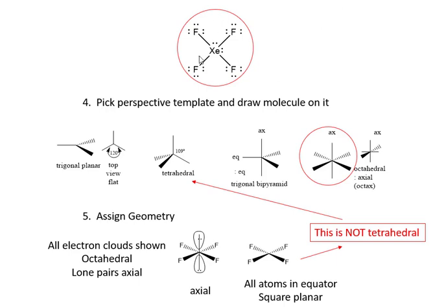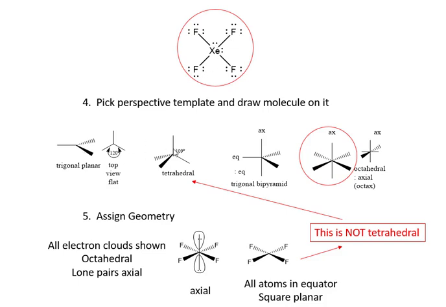Now, given this Lewis structure, we have to turn that into a perspective diagram. How do we do it? Well, the first thing we have to do is look at the central atom and ask the question, how many electron clouds are coming out of the xenon? There's 1 for each bond, but then the lone pair is a cloud too. That means there are 1, 2, 3, 4, 5, 6 clouds coming out.